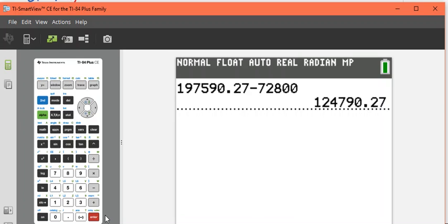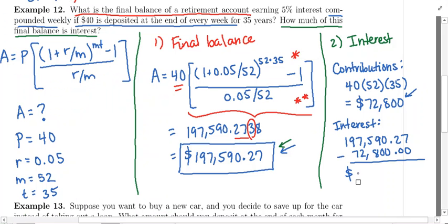Okay, and there you go. Look how much interest accrued over that 35-year period. This is why you always hear start saving for retirement as soon as you can, because that interest really builds up over time. So the interest here is going to be $124,790.27. All right, so that is how you do this problem. All right, let's try example 13.